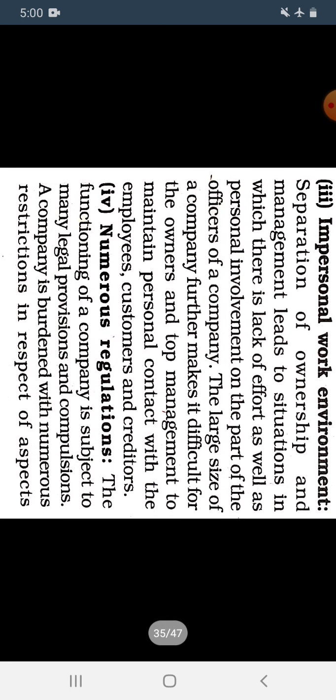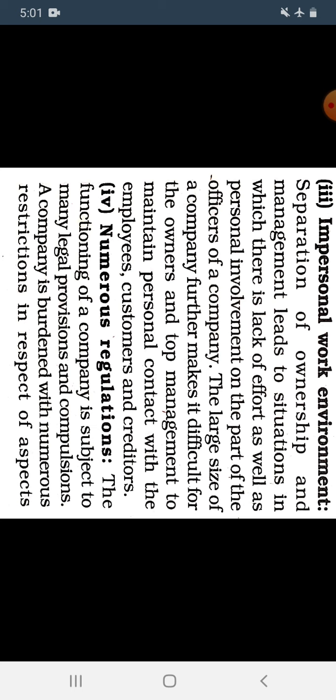Next is impersonal work environment. Impersonal work environment simply means there is no attraction and engagement of the members with the other members of the company. Because they have a division of work and are engaged in their own activity, one department is not totally related to, and not cohesive with, the other departments of the company. So separation of ownership and management leads to a situation where there is a lack of effort as well as personal involvement on the part of the officers of a company.